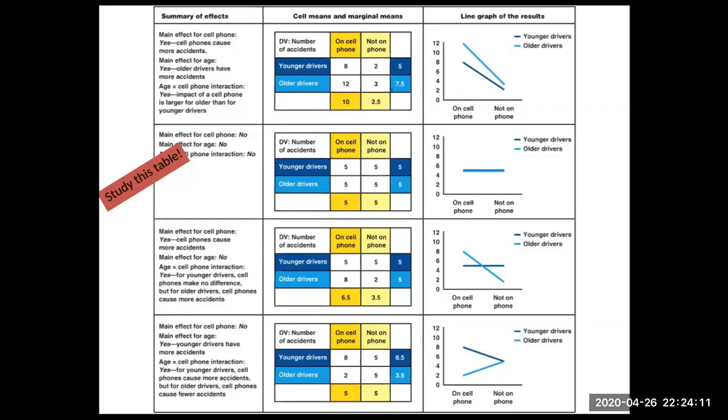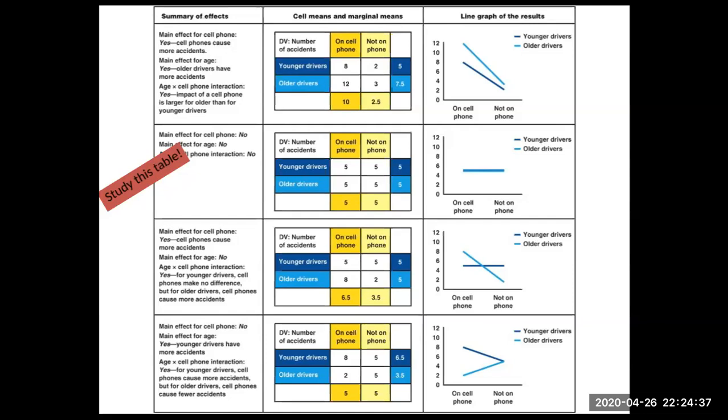5, 5, 8, and 2. Well, looking at 5 and 8 is 6.5 marginal mean. 5 and 2 is 3.5. Looking at cell phone, is there a main effect? Yes, 6.5 and 3.5. Big difference, almost double, right? For age of driver, we have 5 and 5. They get into the same number of accidents, so no main effect there.